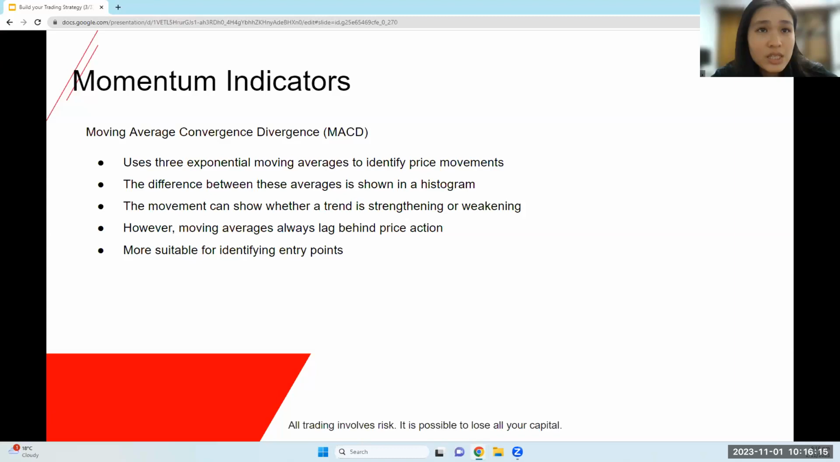And the difference between these averages is shown in a histogram, which you will see in the next slide, which is just the bar charts. And then the movement can show whether a trend is strengthening or weakening. However, moving averages always lag behind price action and are more suitable for identifying entry points. So the MACD triggers technical signals when the MACD line crosses above the signal line to buy, or falls below, which is a signal to sell.